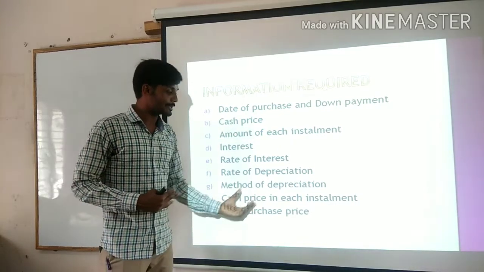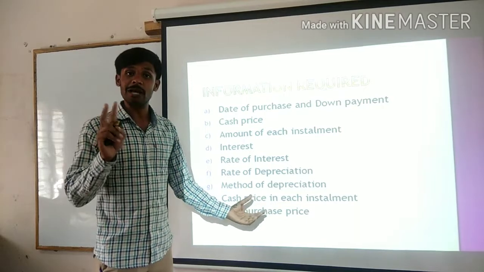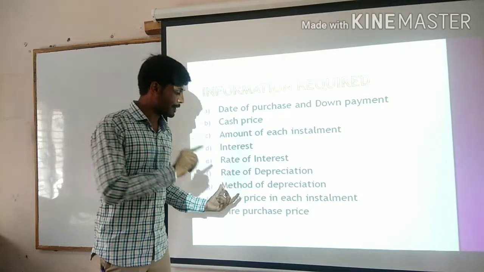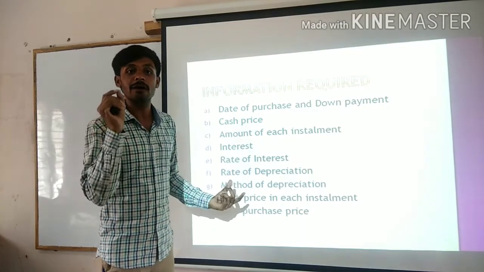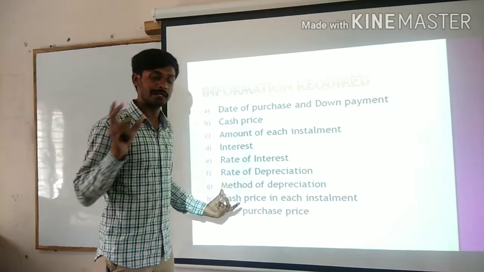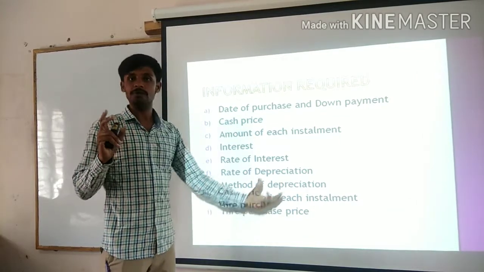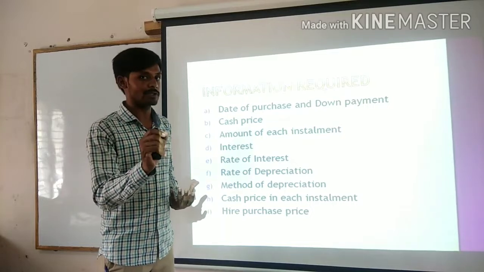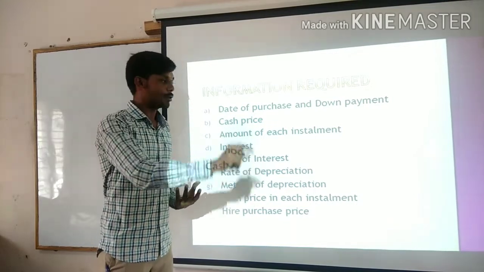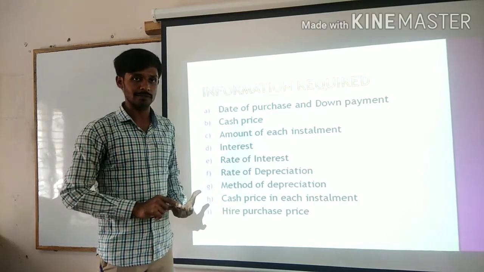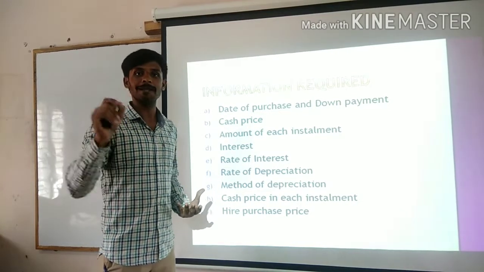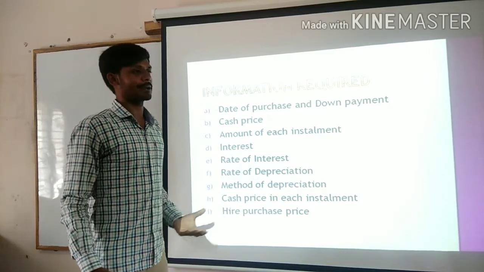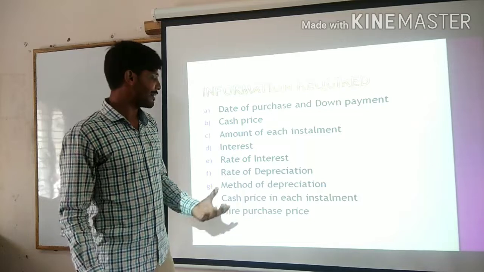Next, cash price in each installment. That means an installment includes two major things: one is principal and the other is interest. Cash price in each installment refers to the principal amount which we are paying in the installment. Next, hire purchase price. It means the total amount paid by the hire purchaser to the hire vendor to purchase the asset under the hire purchase system. It includes the down payment plus the installment money. Okay. Let us solve certain practical problems relating to this.